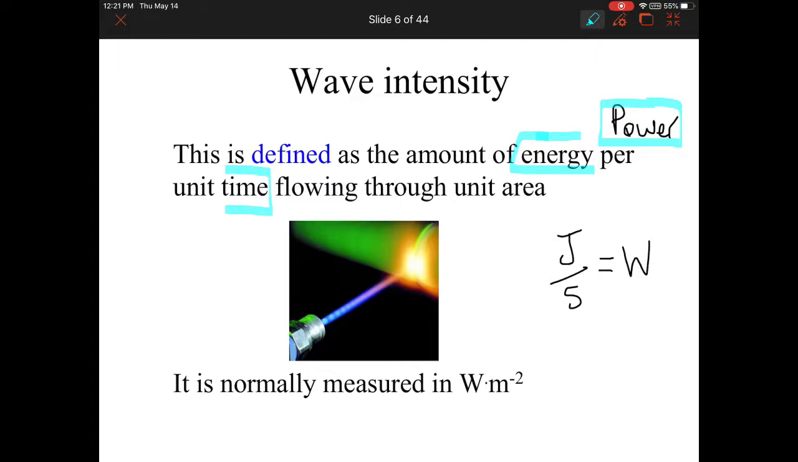So it's basically like saying power per area. That leaves us with these units down here. Power per area. The standard unit would be watts per meter squared. You could also write this as a fraction. Watts per meter squared.